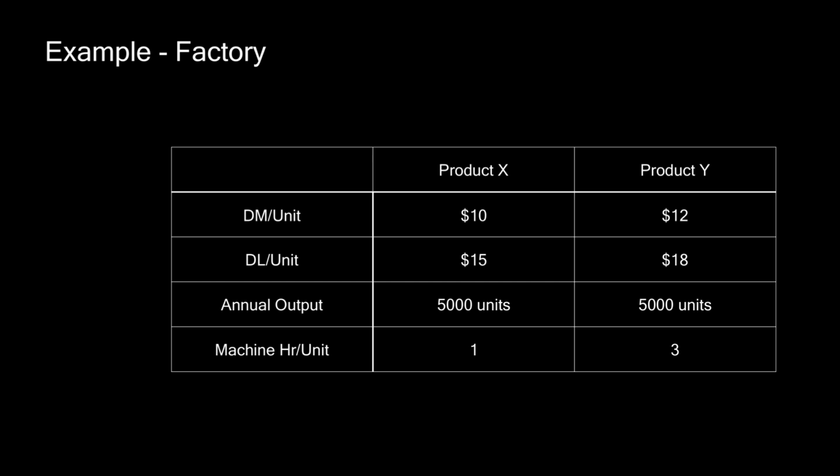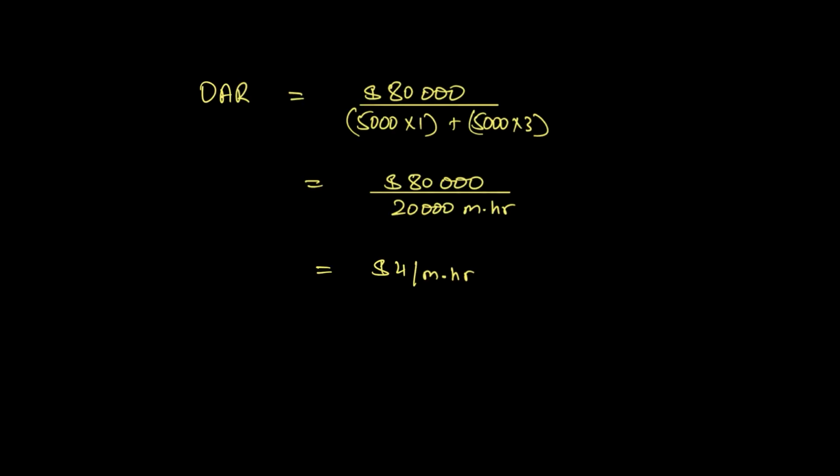All right, so now how would we do that? Let's take a look. So I would say overhead absorption rate is budgeted overheads. Your budgeted overheads are 80,000. That's 40,000 of rent, 10,000 for electricity, 30,000 for salaries. That total overheads becomes 80,000. Now I will trace this on machine hours.